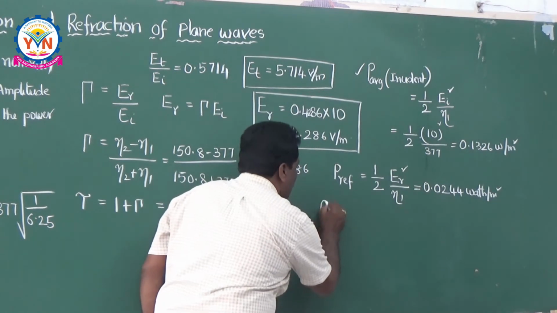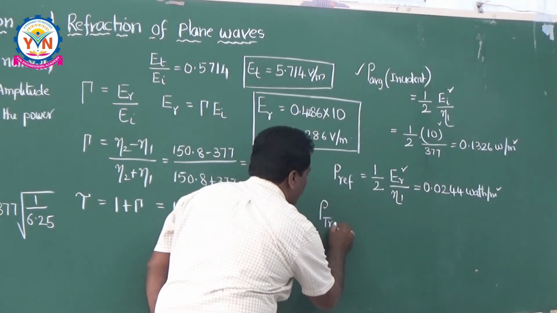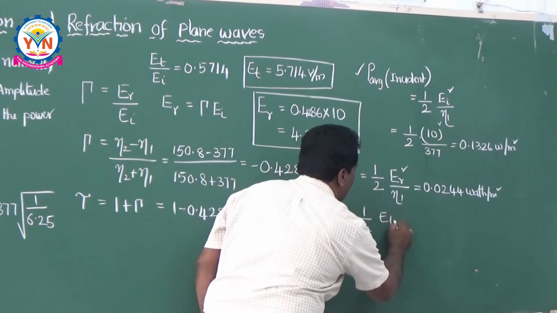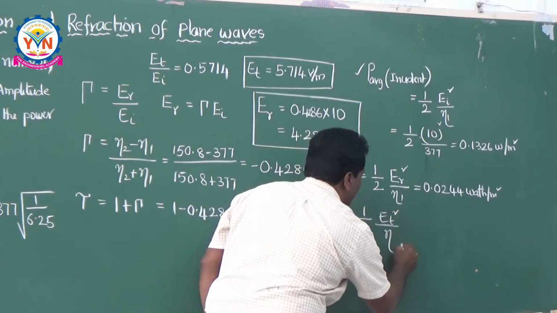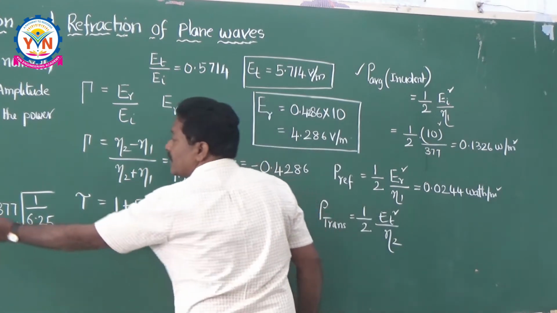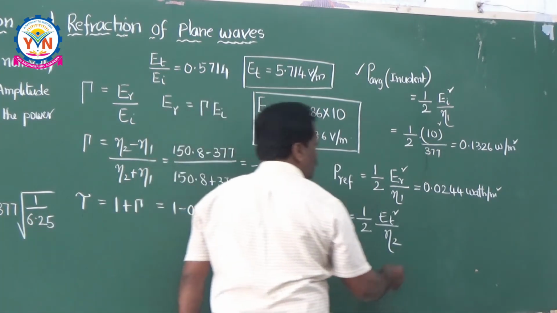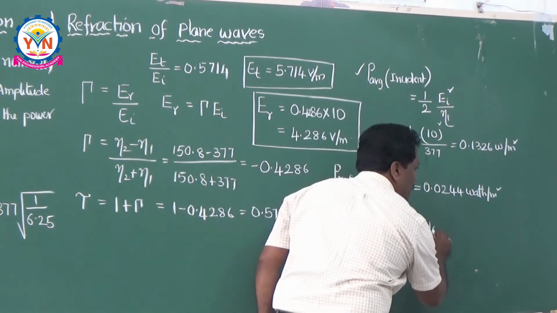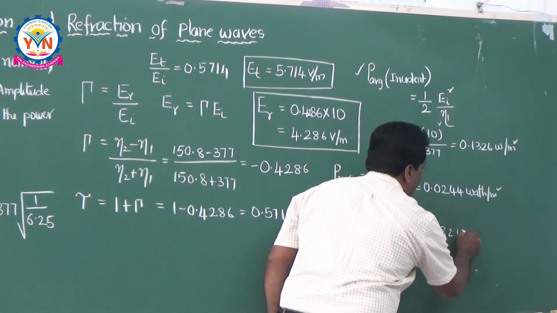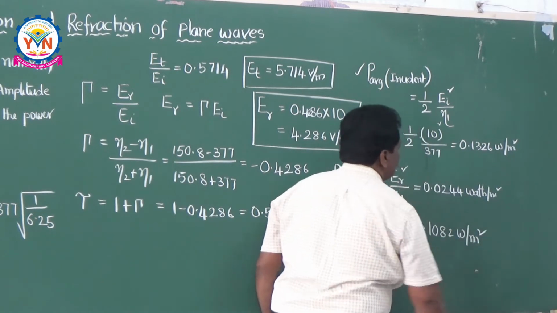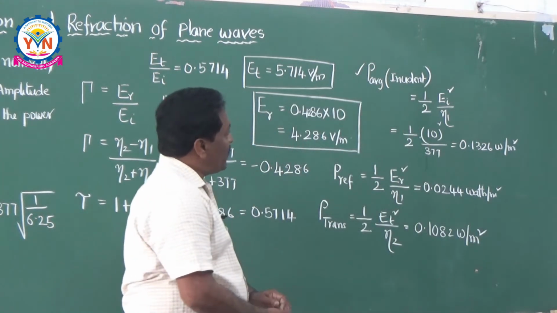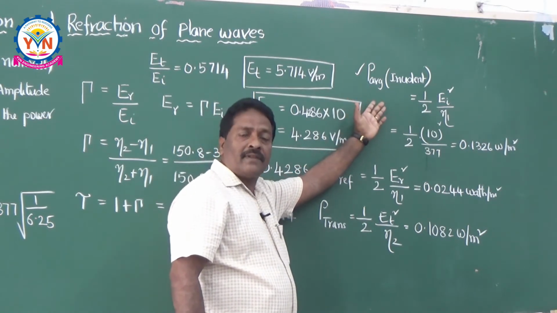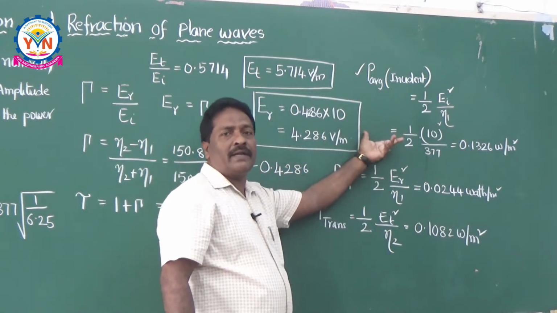And the average power transmitted is equal to half into ET square divided by eta 2, because the power is transmitted to medium 2. If you substitute, it is 0.1082 watts per meter square. This is the way of calculating the powers, because you know very well the average power is nothing but half into E square by eta.